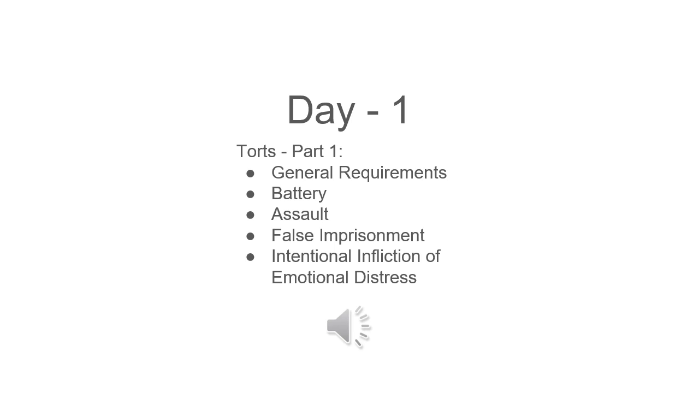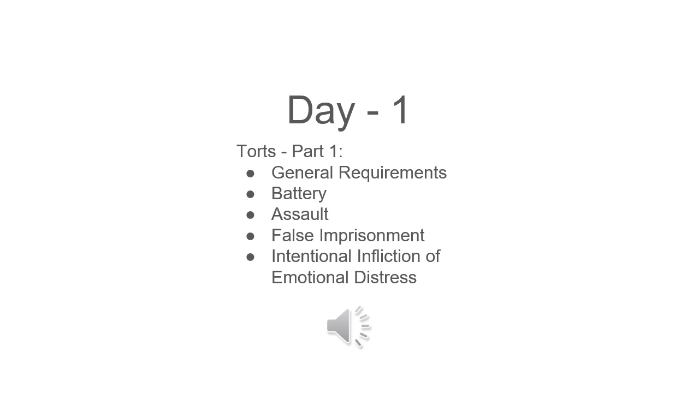In assault, the defendant must intend to cause the plaintiff's apprehension, and transferred intent does apply to assault. Looking at damages in assault, no proof of actual damages is required. Nominal and punitive, as well as actual, are available. Moving on to false imprisonment. False imprisonment is an act and/or omission by the defendant that confines or restrains the plaintiff to a bounded area fixed by the defendant.